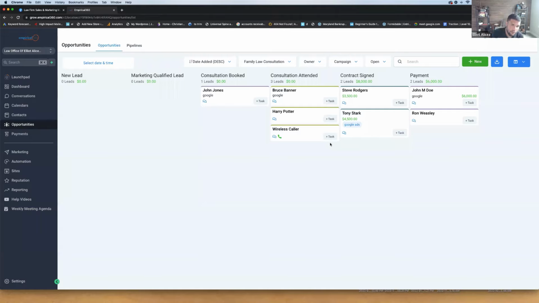Then you're going to work your marketing qualified leads. So let's just say that you've determined that the person has a DUI and they're in your jurisdiction, but they didn't want to book a consult, right? They just weren't ready for it yet. We're going to work that person, try them on the calendar.